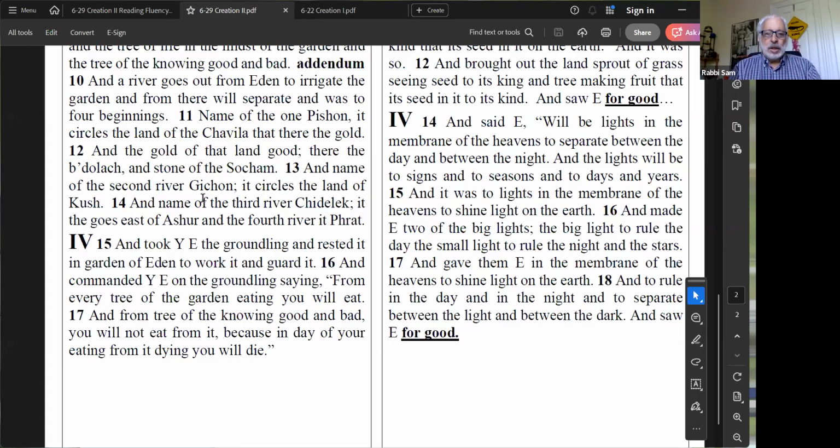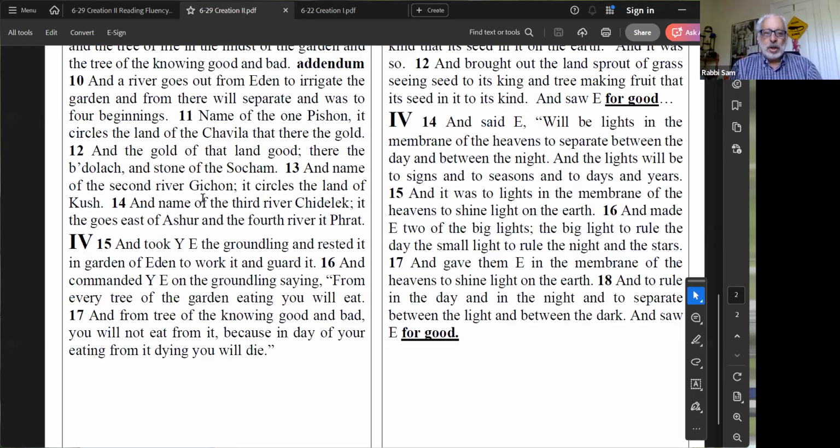The third one is called Chidelek, and it's the river that's east of Ashur. Ashur was the biblical recognition of Assyria. So the eastern river of Assyria is the Tigris.